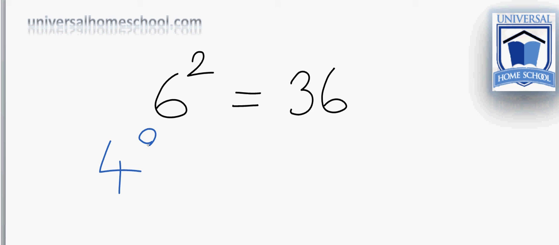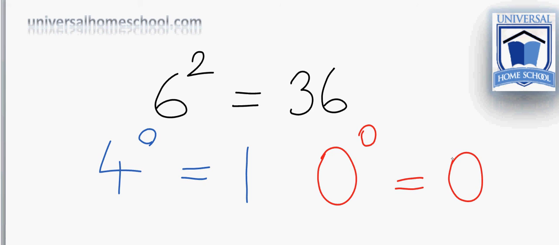Okay, what about 6 to the power of 2? Well, 6 to the power of 2 would be 6 times 6. There are two 6's there. 6 times 6, which would be 36. What about 4 to the power of 0? Well, 4 to the power of 0 would be 1. What about 0 to the power of 0? Would that equal 1? No, this is the only exception. Don't forget, 0 to the power of 0 would just be 0.